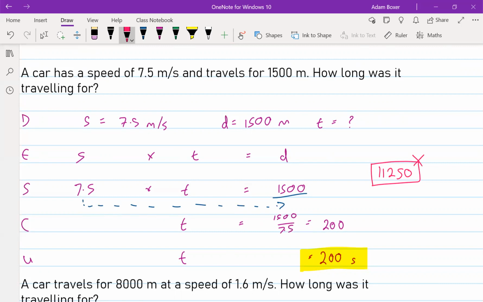Okay, so to get 11250, that would have been 7.5 multiplied by 1500. So that would be wrong, okay? Because we do 1500 divided by 7.5, which is what we did over here.